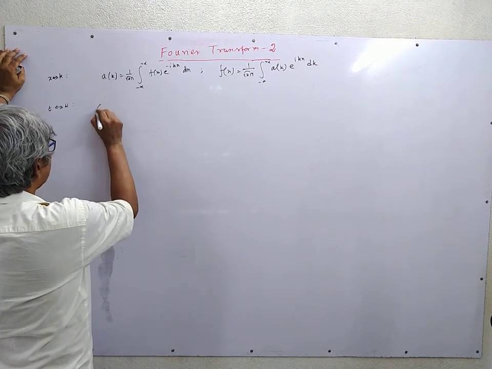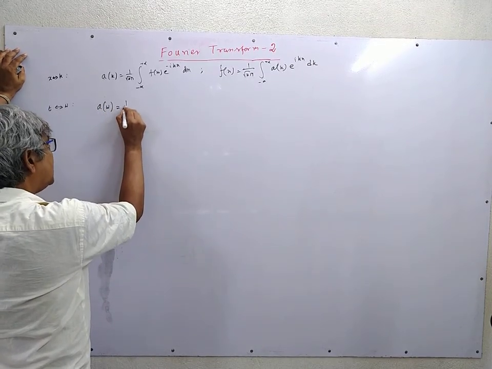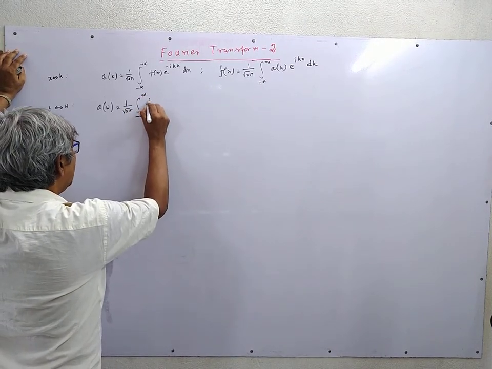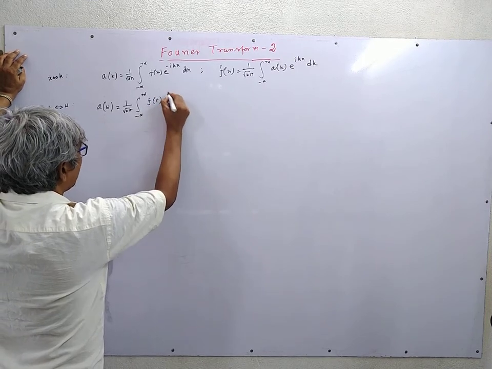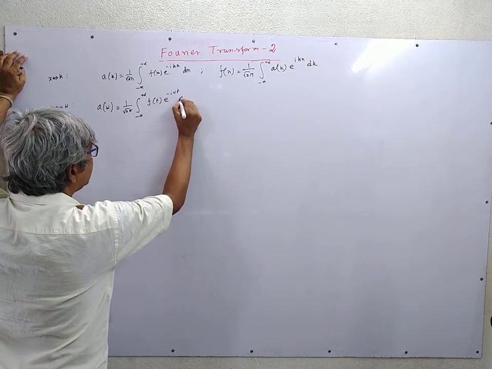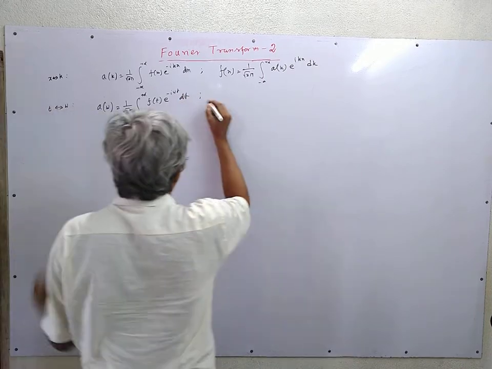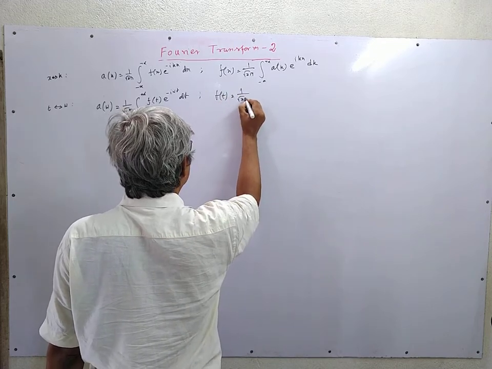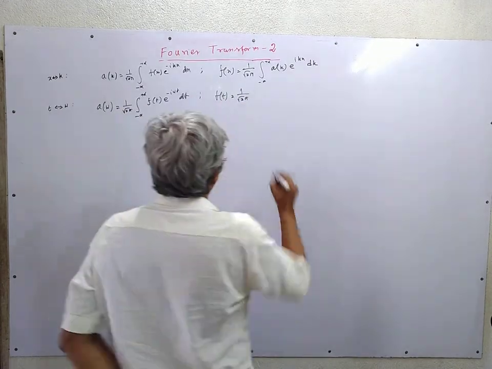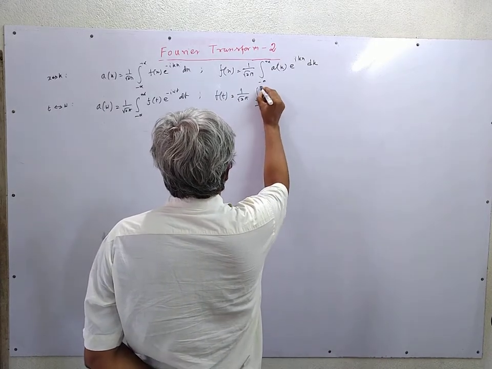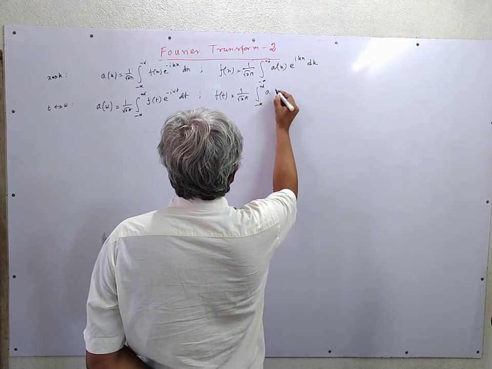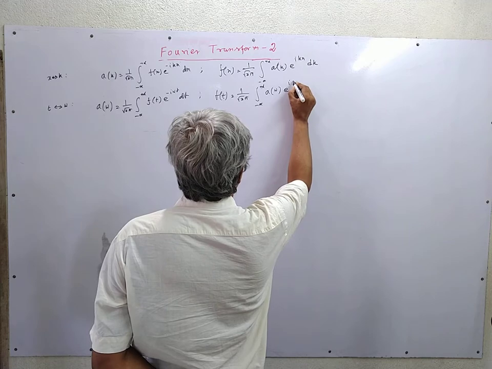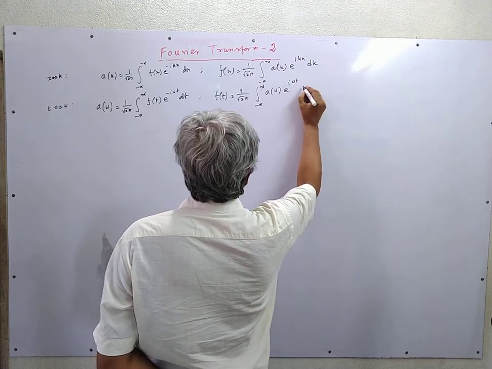Here we define a of omega is equal to 1 upon root 2 pi, integral from minus infinity to plus infinity of f of t e to the power minus i omega t dt. This is the Fourier transform. The inverse transformation is f of t is equal to 1 upon root 2 pi, integral from minus infinity to plus infinity of a of omega e to the power i omega t d omega.